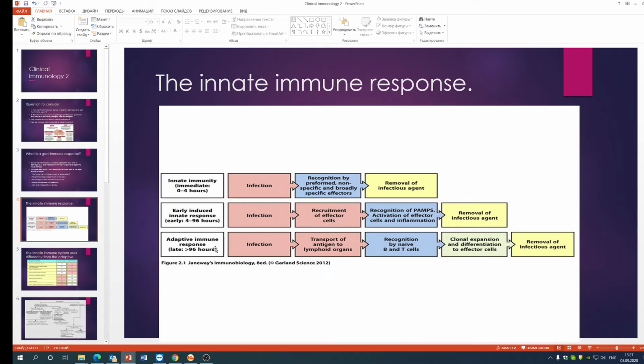Adaptive immune response starts later, after more than 4 days or 96 hours. It results in transport of antigen from the infection to lymph nodes, lymph organs, and peripheral organs, where it is recognized by naive B and T cells. This results in clonal expansion and differentiation to effector cells, resulting in removal of the infectious agent from infected areas.